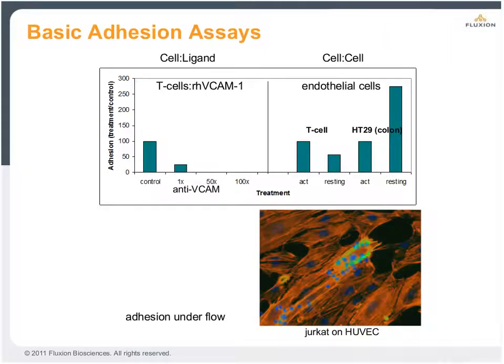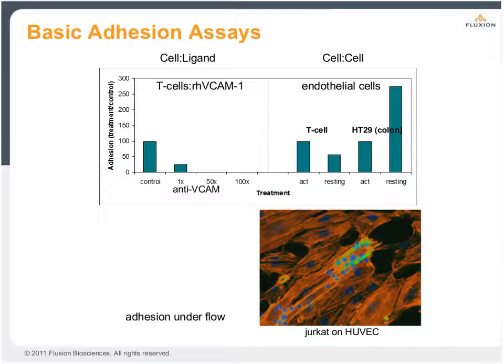The BioFlux can be used to study adhesion to purified ligand or to cellular monolayers. Shown here on the top are data from both types of experiments. In one case on the left, cells are added to purified ligand under different flow conditions, and in this case we also have different conditions of inhibitors, and then the cell number is counted during the experiment. In the case on the right, cells are added to stimulated and unstimulated monolayers of endothelial cells, so this is an example of a cell-cell adhesion assay, where then after that the adhesion is quantitated.